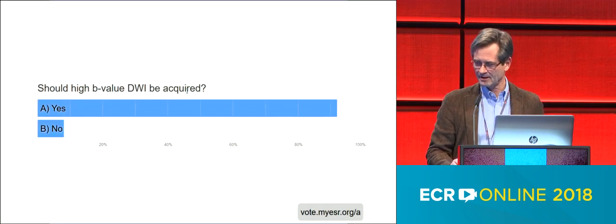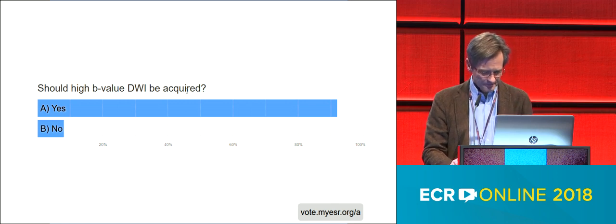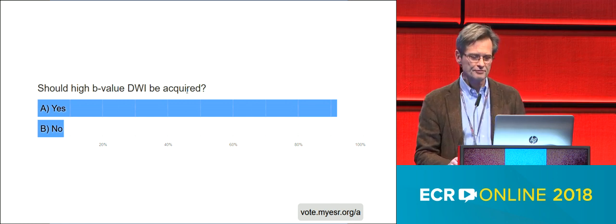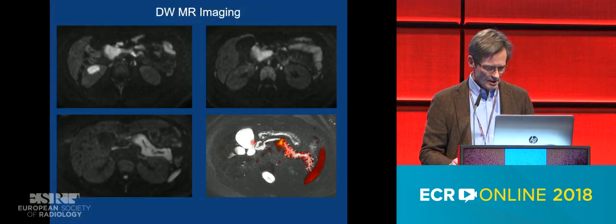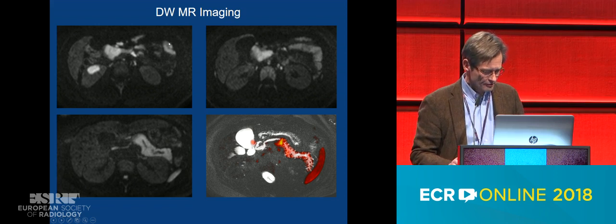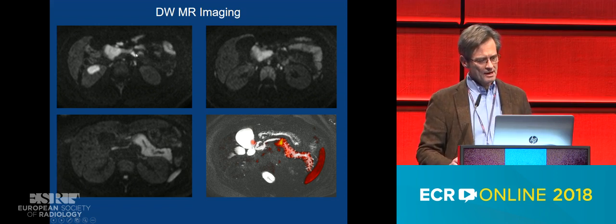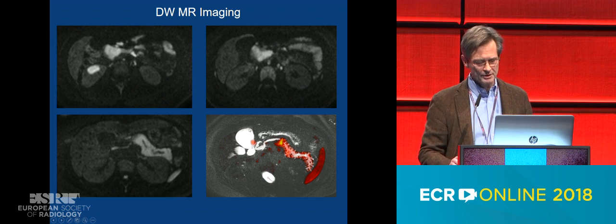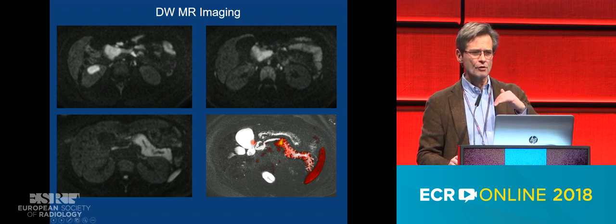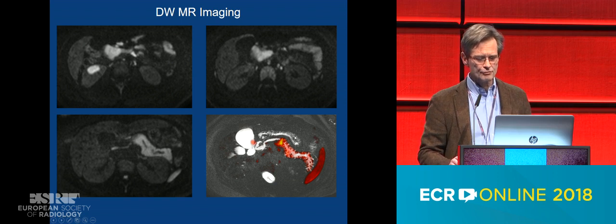Okay, very good. So let's see the contribution of diffusion-weighted imaging in this specific patient. Here you have the images of high B-value diffusion. You see that the head of the pancreas, the body and tail are affected, and you have restricted diffusion all over the pancreas.